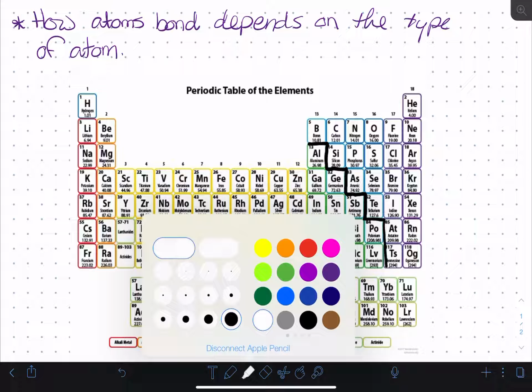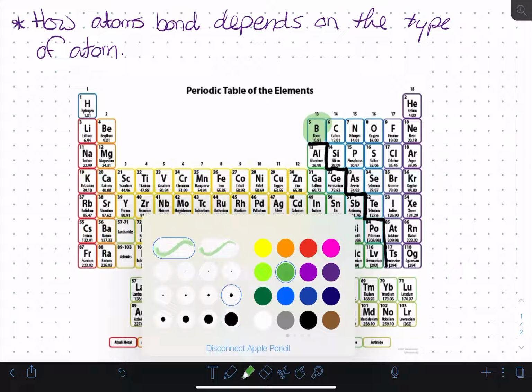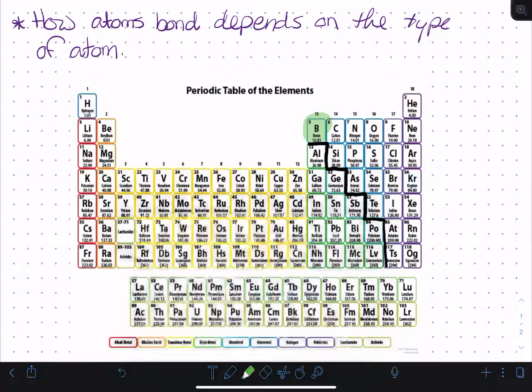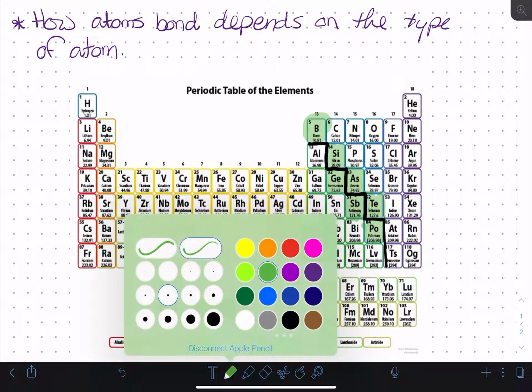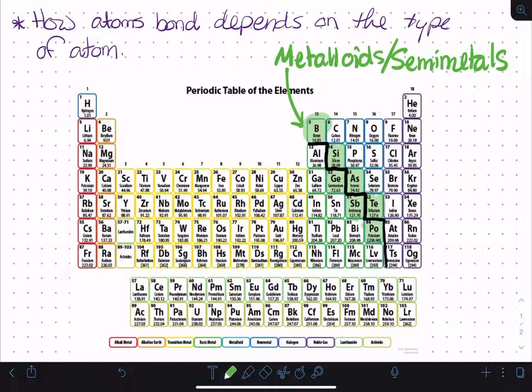So the elements immediately around this, let's make them green, are sort of somewhere in between. They're not metals, they're not non-metals, they're what we call metalloids or semi-metals. So everything, almost everything I should say, that touches this staircase is considered a metalloid. So the things I just highlighted in green are what are known as metalloids, or sometimes they're referred to as semi-metals. Either name is fine with me.